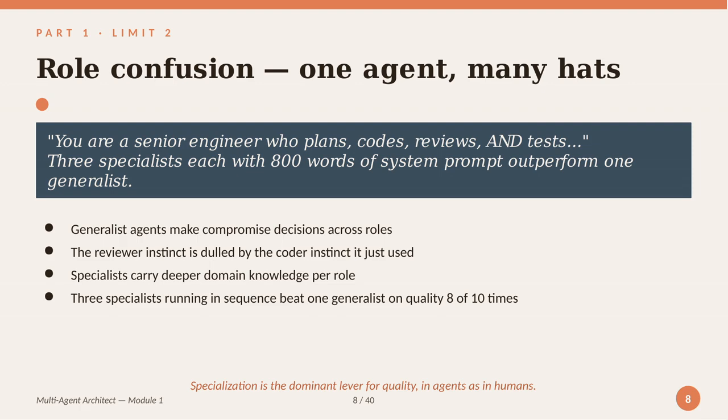The reviewer instinct is dulled by the coder instinct that just used the same context. The agent that just wrote the code is now reviewing the code. It has biases, it wrote it after all. A separate reviewer specialist comes in fresh. The fresh eyes effect is real and structural. Specialization is the dominant lever for quality in agents, the same way it's the dominant lever in humans. A single session can't access it.